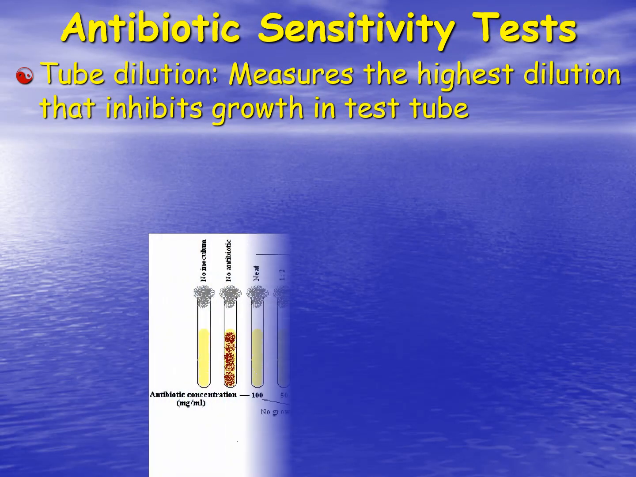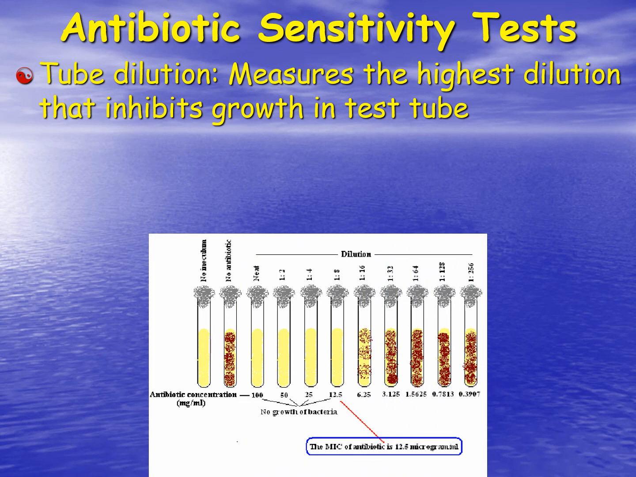Now, how would I know which antibiotic to use? Well, we can do a number of different things, and one of these is called the antibiotic sensitivity test. One of these will be the tube dilution test, and all this does is it measures the highest dilution or the smallest amount of antibiotic that will inhibit the growth in a test tube.